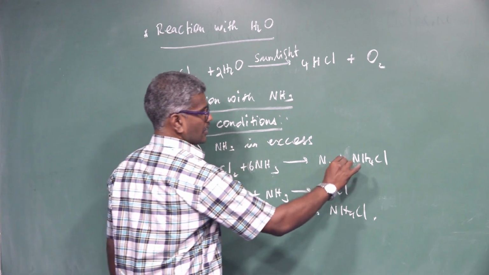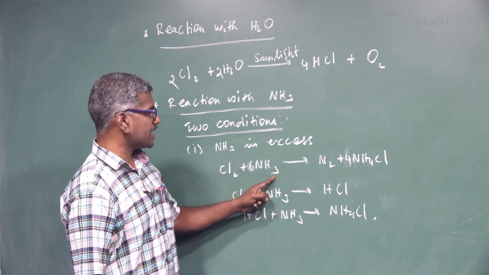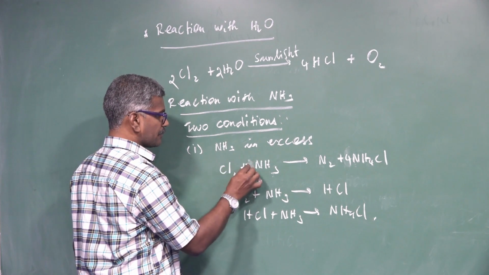Six. Here is 4. Here, common hydrogen: 18 hydrogen here, 16 hydrogen here. Not balanced. So I have to increase the number to 8.